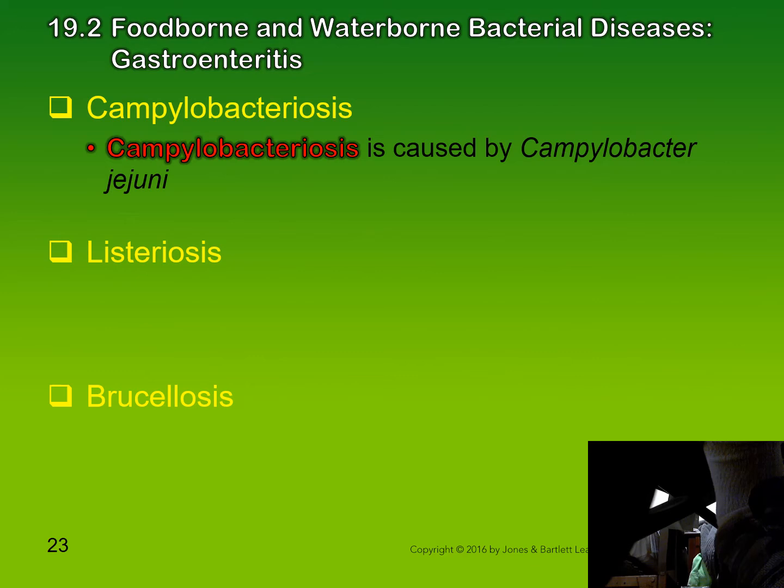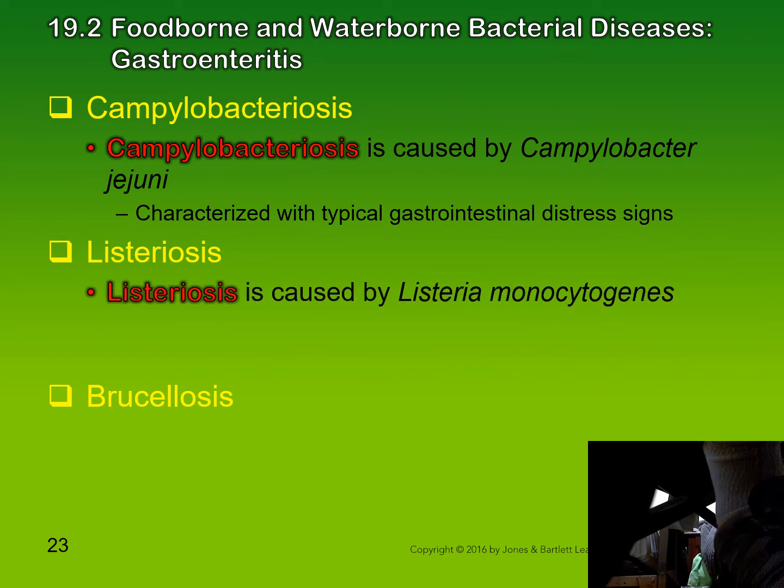Campylobacter. So campylobacteriosis is caused by Campylobacter jejuni, and again, a typical gastroenteritis. We can have listeriosis, which is caused by Listeria monocytogenes. This is transmitted by contaminated food, and again can be treated with antibiotics.